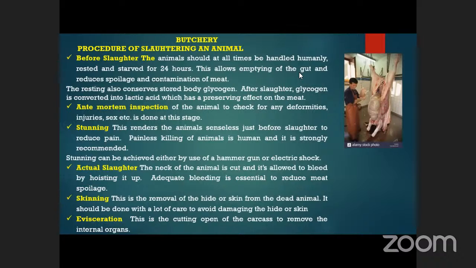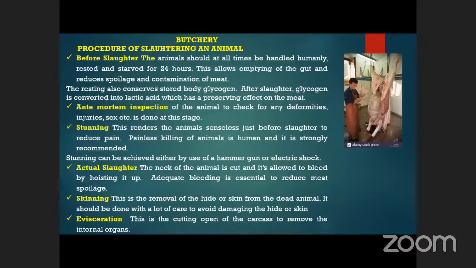Okay, so here we are going to look at the procedure. I don't know where people got that mentality. Hamira, maybe you could give us a reason why you always say that it's only Muslims who are supposed to do the slaughtering. But that will be a discussion for another day.